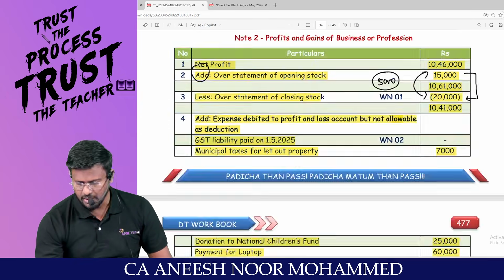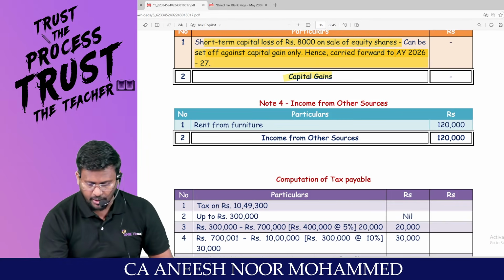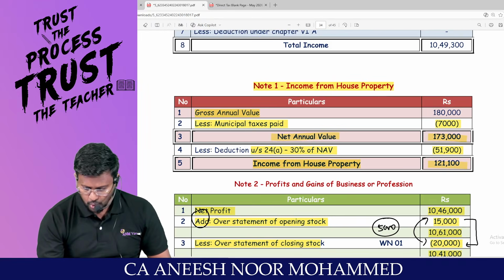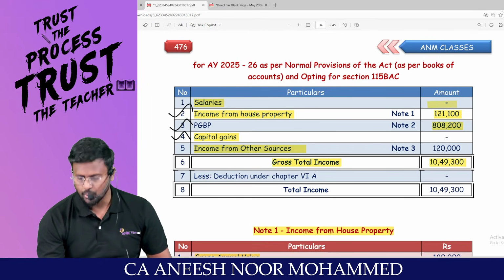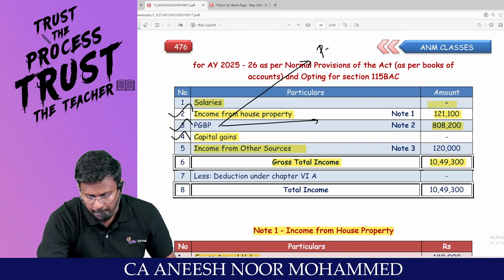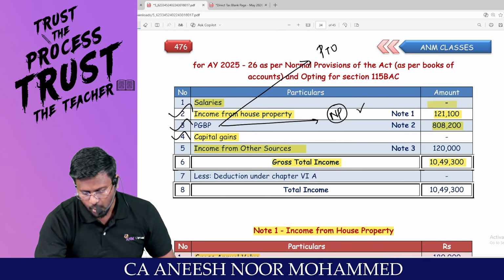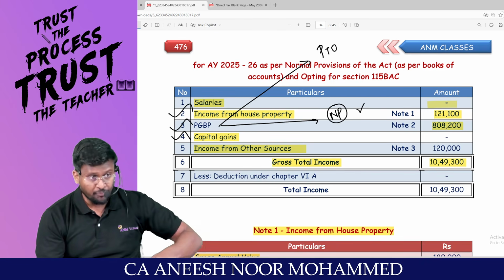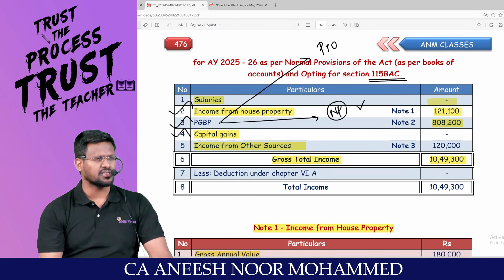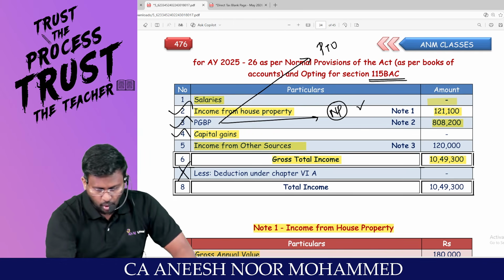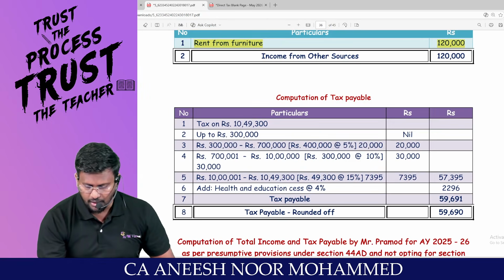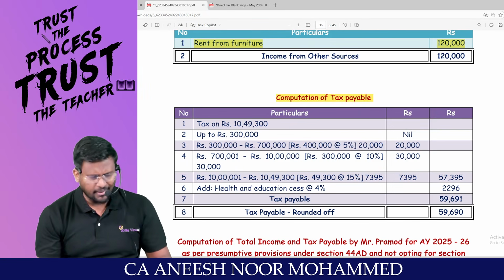Coming to IFOS, the last income, whatever you eliminated from the PGBP should be included in IFOS, which is nothing but rent from furniture, 1 lakh, and that's it. We have finalized the gross total income comes to 10,49,300. Sir, for this PGBP, two options: either presumptive taxation option or normal provision. We travel through the normal provision. Now, for the whole, are you going through optional tax regime or default tax regime? There is no question of Chapter 6A at all. So the total income will be 10,49,300. For that 10,49,300, we have to calculate the tax payable. In that, there is no special income at all.